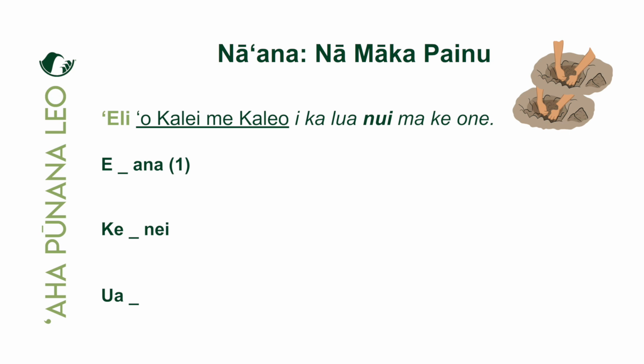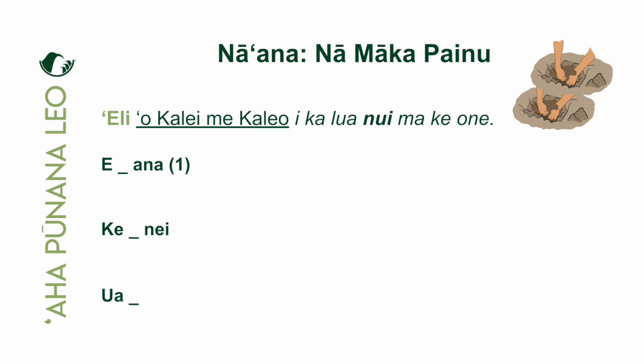All right, so let's identify our words here. Our first word is eli. It is the action of digging. Yeah, digging. Who's doing the digging? O Kalei me Kaleo. We have two people here, Kalei and Kaleo. Kalei is preceded by the amipiko 'o because it is the ioa. We have two ioa joined by the word me to make 'and'. And what are they digging? I ka lua. A lua is a pit or a hole.